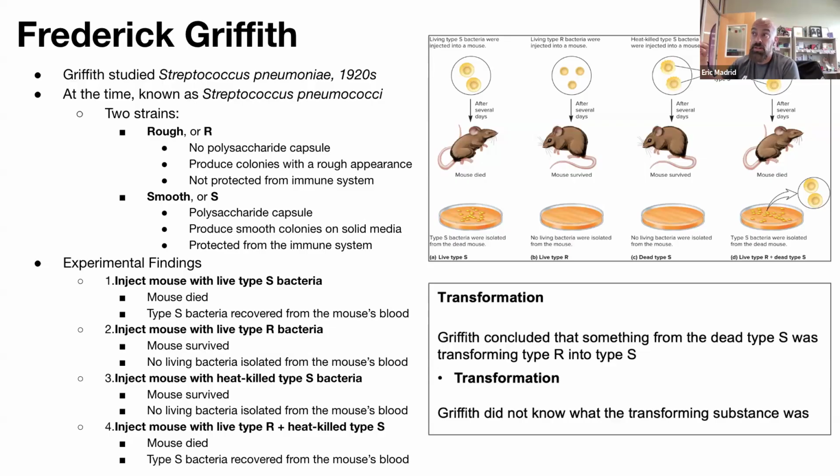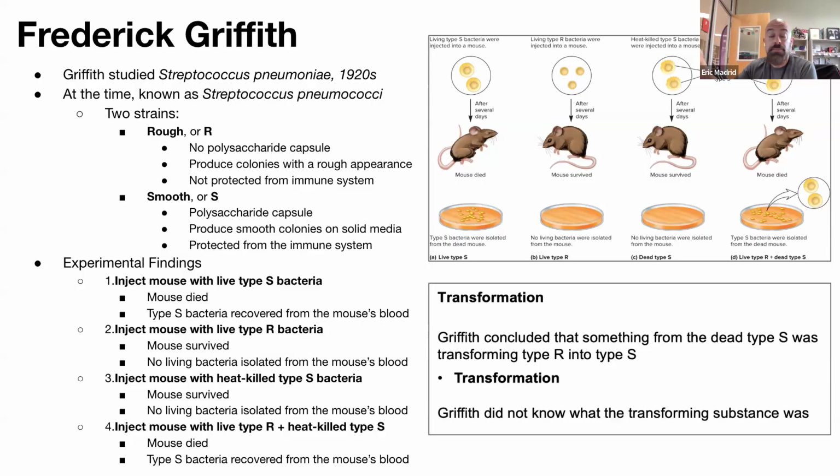Well, the rough strain doesn't actually kill a mouse. So if you inject a mouse with R strain pneumonia, the mouse will survive. It will not die. That's what this is showing: we've got living rough strain bacteria, we inject it into a mouse, and the mouse survives. But if you take the S strain bacteria and inject that into the mouse, it will die. So S strain pneumonia kills a mouse. R strain pneumonia does not kill a mouse.